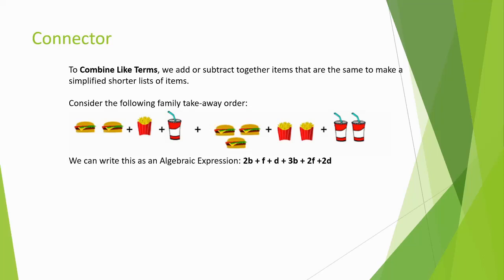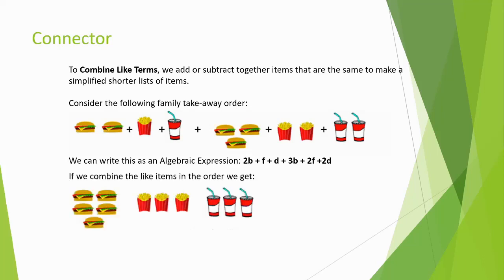So that's our algebraic expression where b, f, and d are letters representing the variables for burgers, fries, and drinks. Now we could easily combine this all together, pushing all the burgers together, all the fries together, and all the drinks together. And that gives us the expression 5b plus 3f plus 3d.